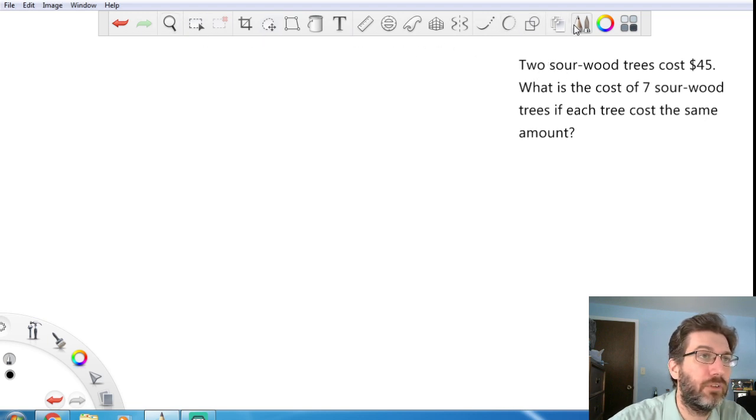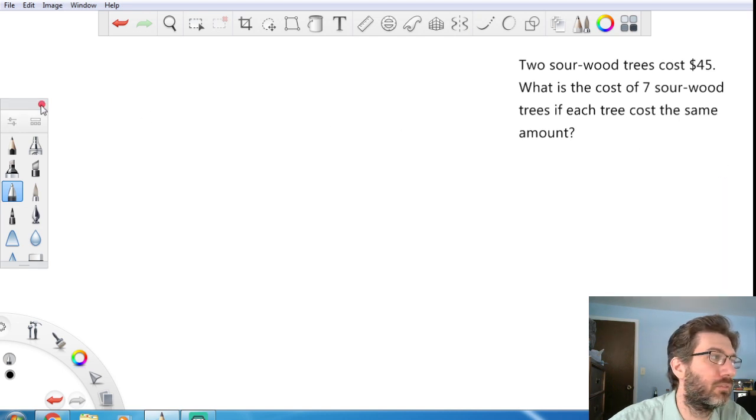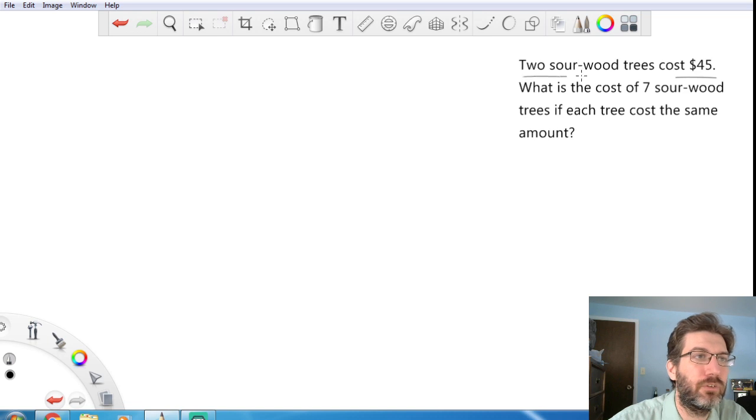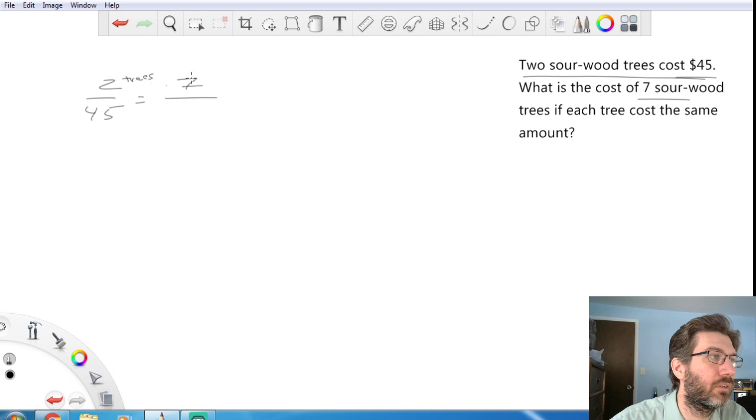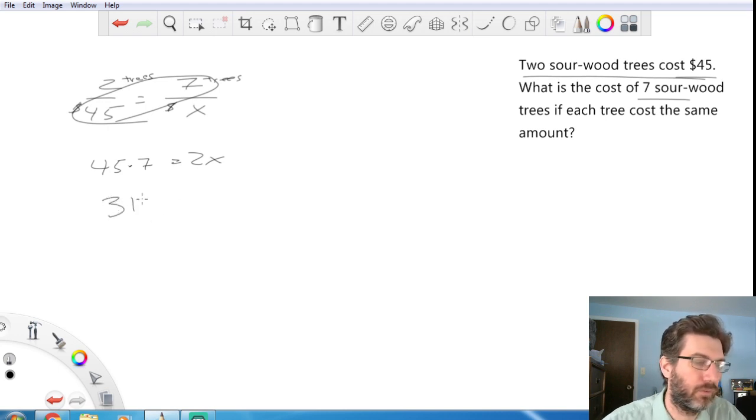So here are 2 sourwood trees. $45 for 2. So 2 for 45. And I want to know what 7 is. 7, this is trees. This is trees. This is money. This will be money. 45 times 7 is equal to 2x. 45 times 7 gives you 315.